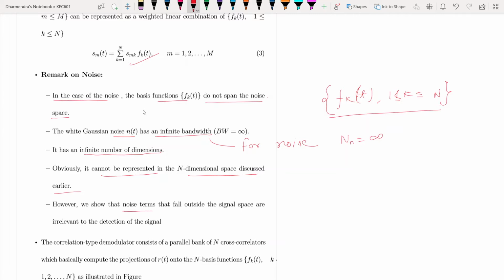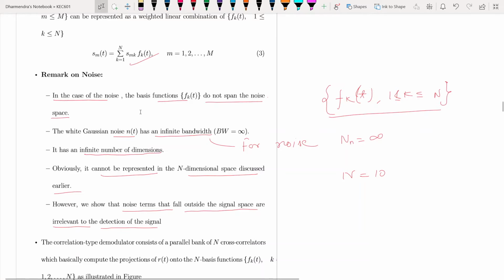However, we can show that noise terms that fall outside the signal space are irrelevant to detection of the signal. Suppose capital N is 10, so there is a 10-dimensional signal. But we know that noise has infinite dimensions. So noise present in the 11th and higher dimensions is not relevant for detection of the signal, because the noise present in the first 10 dimensions of the signal space is what is relevant for detection.